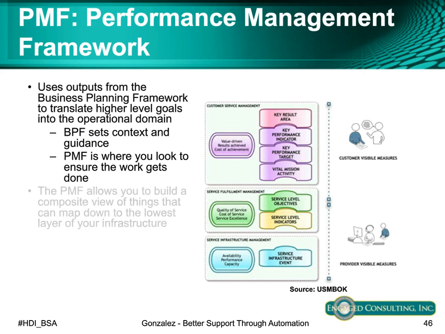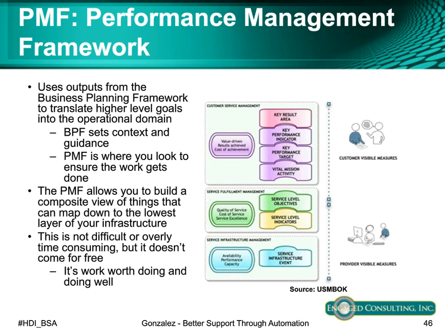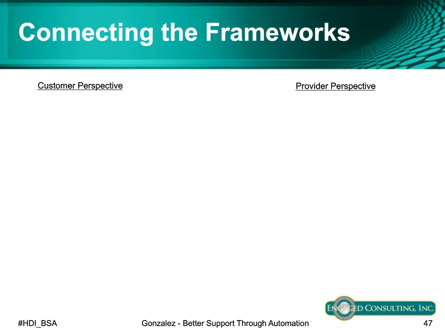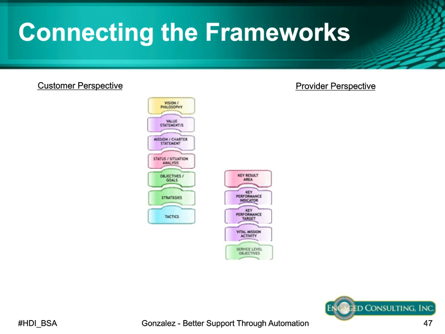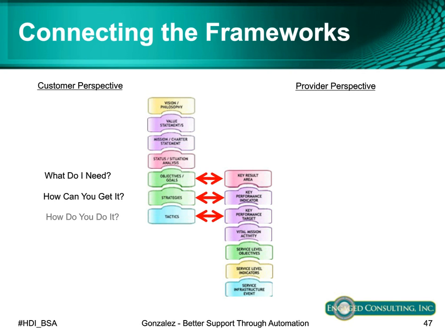Now, these 2 frameworks actually work together. They may be 2, but they work together as one, because we actually want to connect the frameworks up. So we can see first off that we have our customer perspective represented by the business planning framework, and then the provider perspective, which is represented by the performance management framework. What we want to do is stitch these together at these levels, and we can ask some orienting questions to help us understand how well we're doing. So on the left-hand side, what do I need? How can I get it? And how do I need to do it? Okay, so that's what the customer is going to ask.